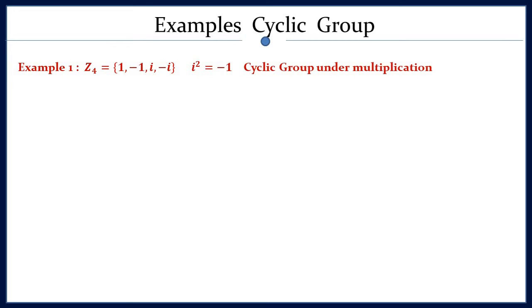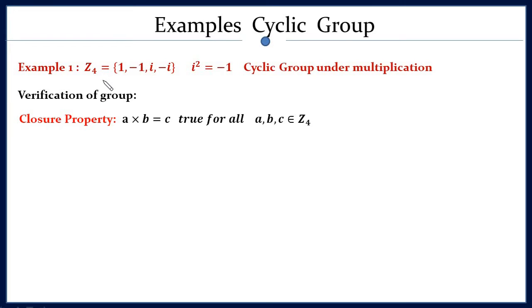Here we will have 4 elements: 1, -1, i, minus i, and i square is -1. Okay. I am saying that this Z4 is a cyclic group. So again we will verify whether it is a group or not. To do that, we will have to verify the closure property. It says if you multiply any two elements of the group, then the resultant element must be a member of that group. If A and B belong to Z4, then C should belong to Z4. You can verify this property for all the elements. Okay, you can easily check. So the closure property is satisfied.